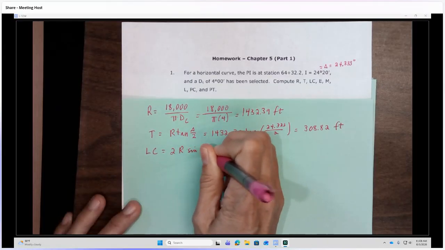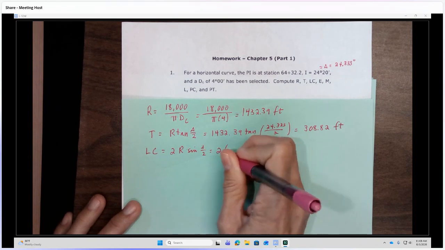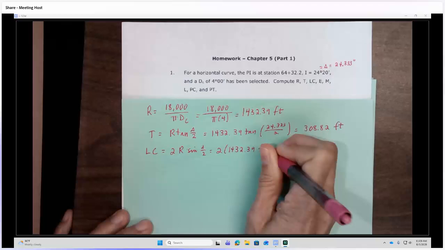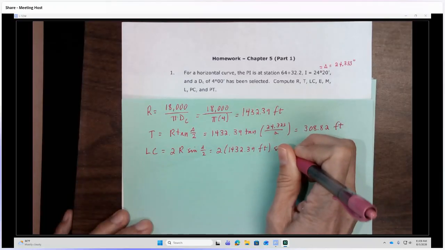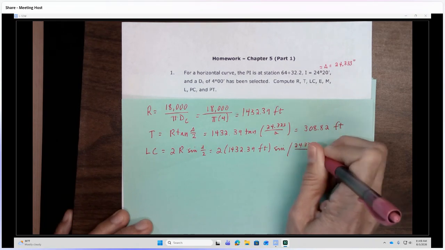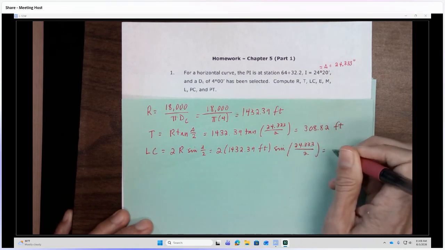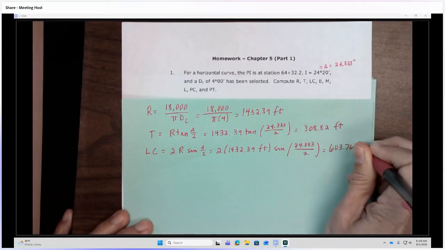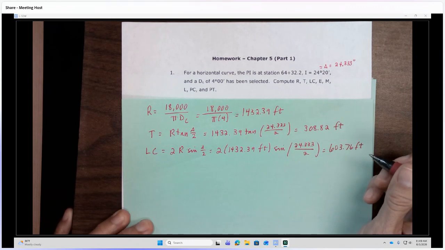And then to find that long chord value, that's 2 times the radius times the sine of delta over 2. So again, back to that radius value, 1432.39 feet. And now the sine of my 24.333 over 2. And so that becomes 603.76 feet for the long chord value.